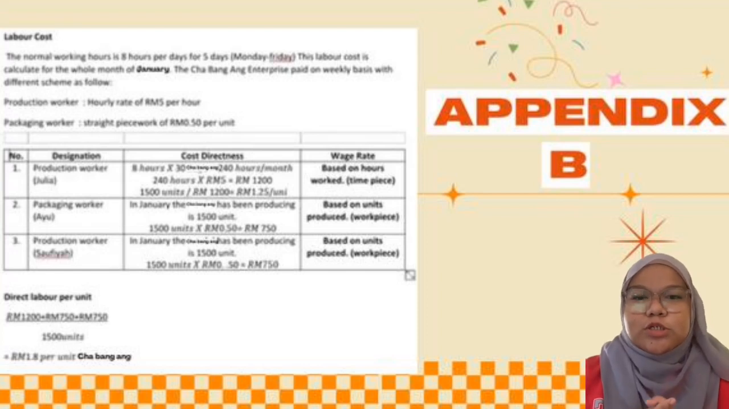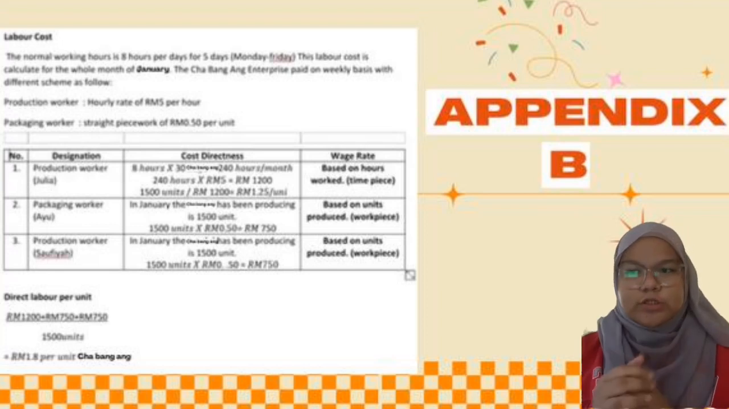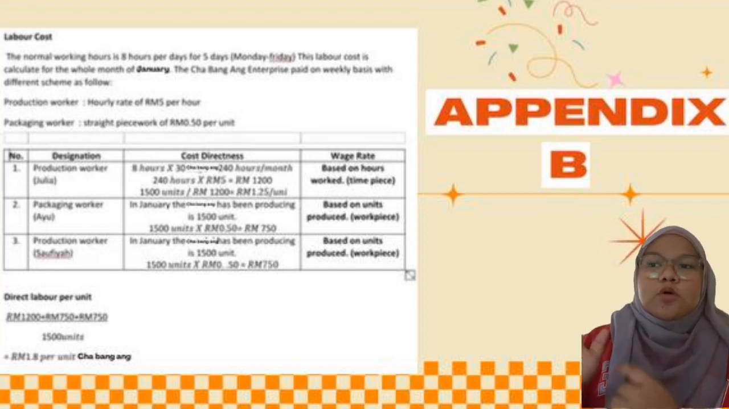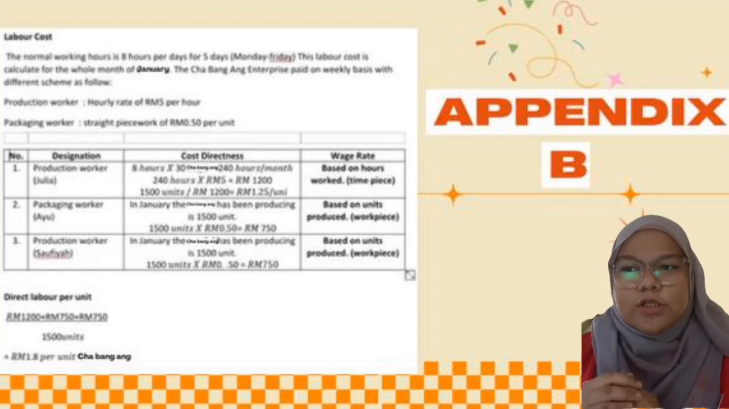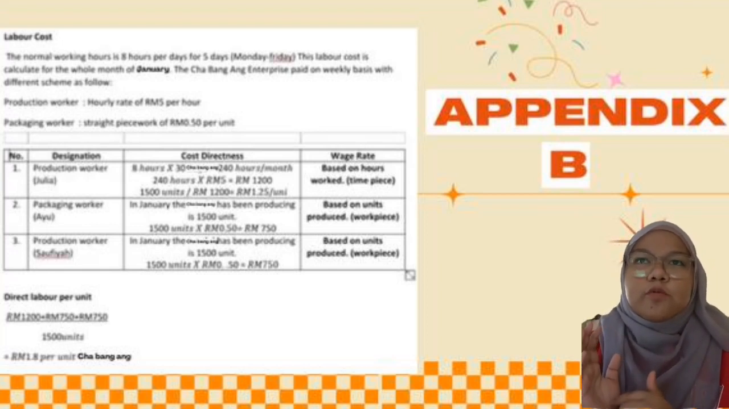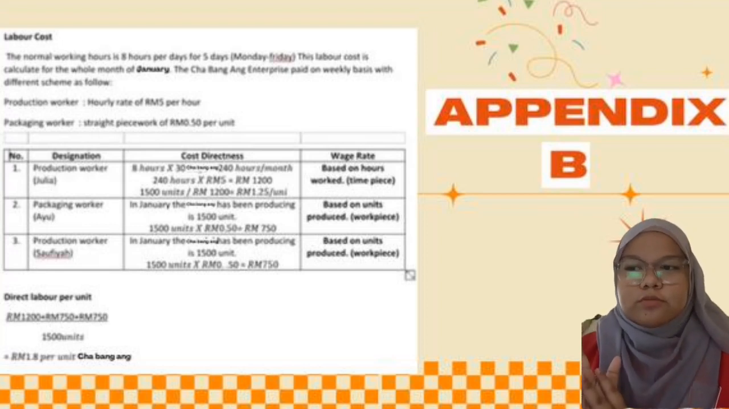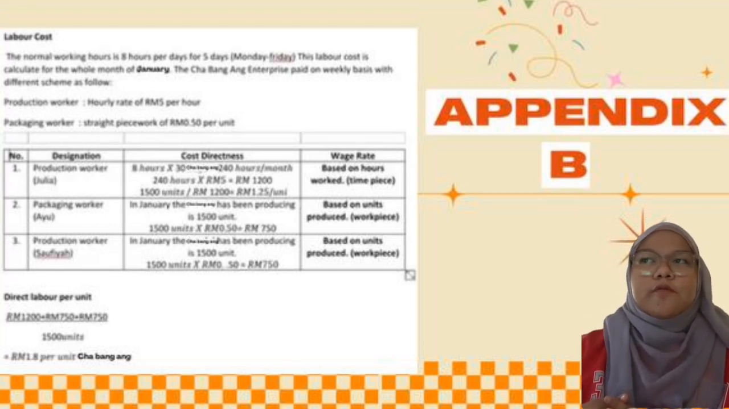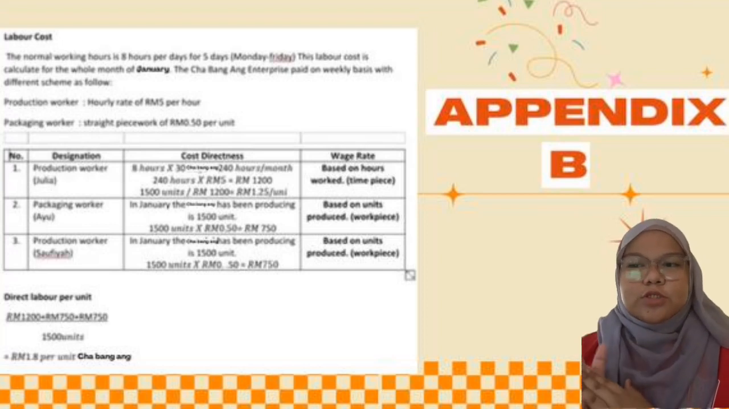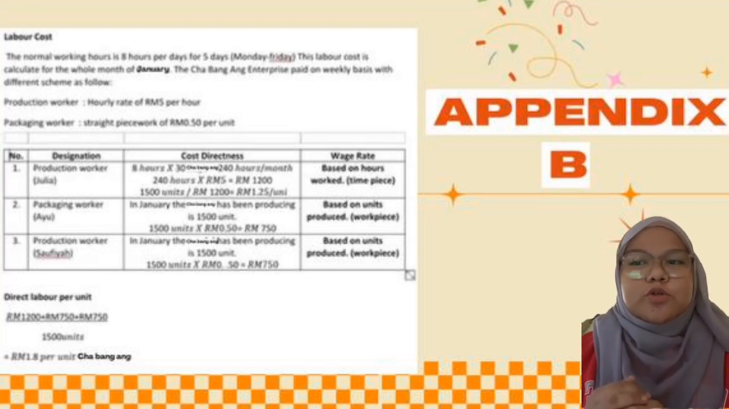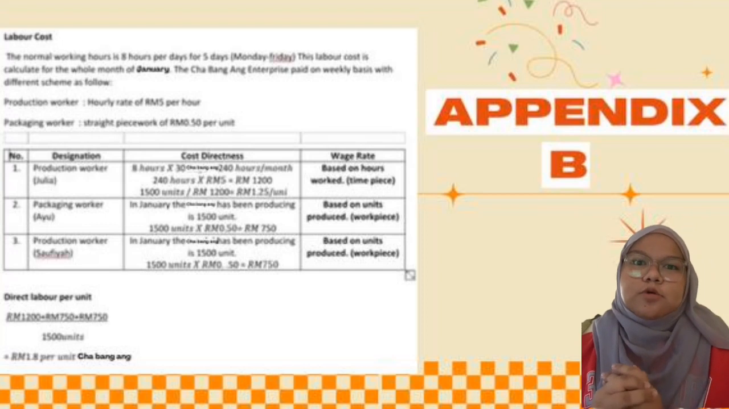First, production worker, it is Julia. Packaging worker is Ayu, and production worker is Sophia. Ayu: 1,500 units times 0.5 cents, and the basic wages for Ayu is 715 ringgit Malaysia. Ayu is paid based on units produced as a piece rate.